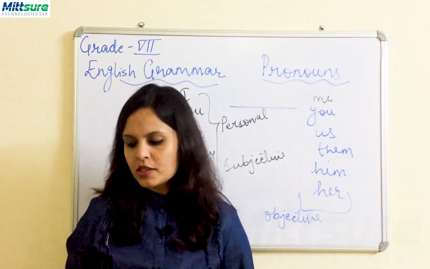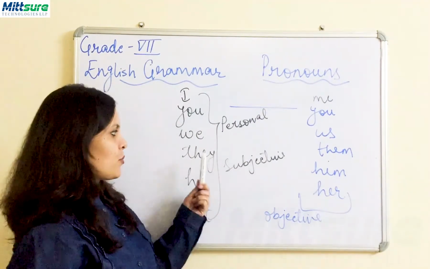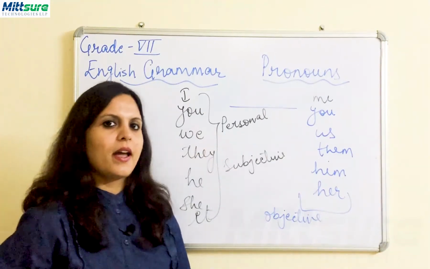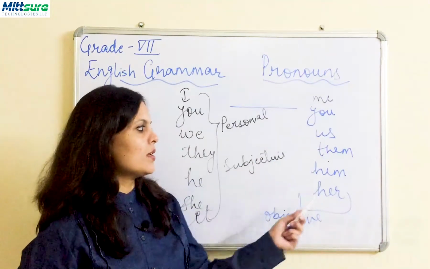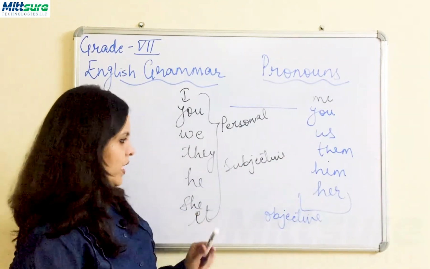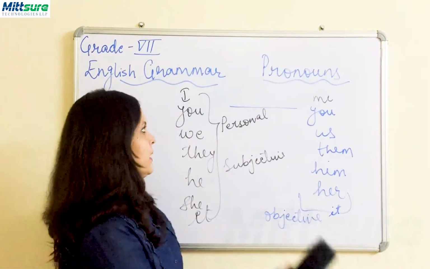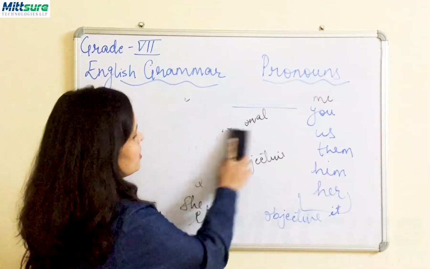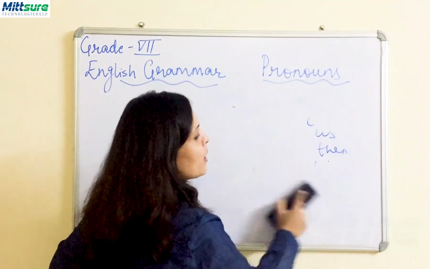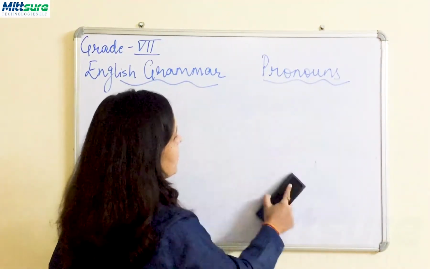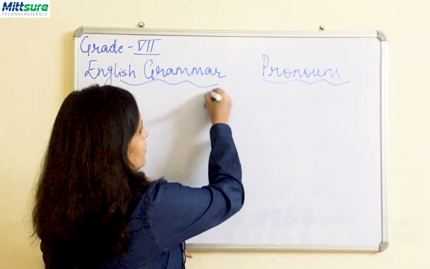So personal pronouns are actually divided into two cases, right? The subjective case: I, you, we, they, he, she, it. And when you have to convert them into objective cases, you will write me, you, us, them, him, her, and for it, it remains it only, so you don't have to worry about it. So this is all about the personal pronoun, which is the first type of pronoun which you are learning right now. Now the next is demonstrative.